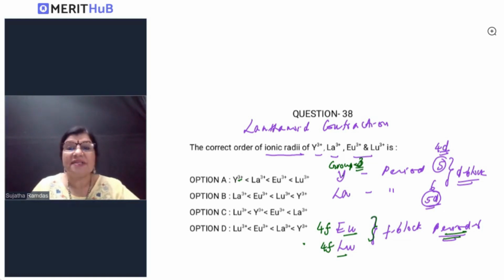As a result, the size of the lanthanum ion will be much more than the size of the yttrium ion. So the yttrium ion will be smaller than the lanthanum ion. The radius of the lanthanum ion is larger.